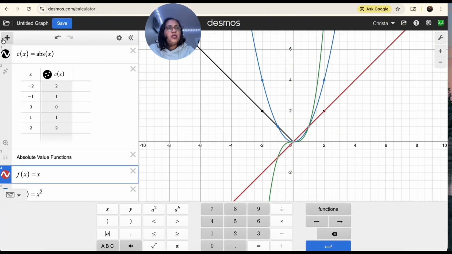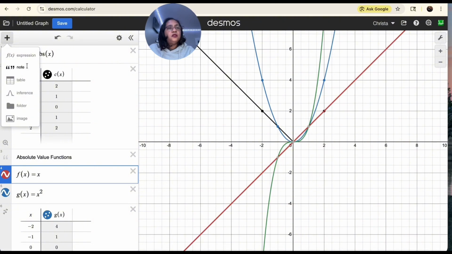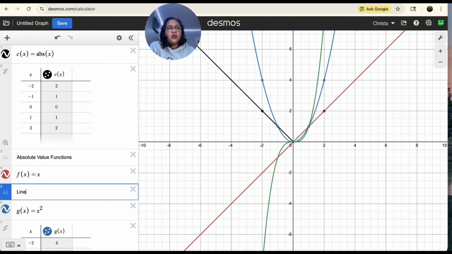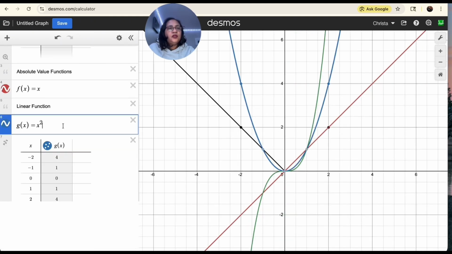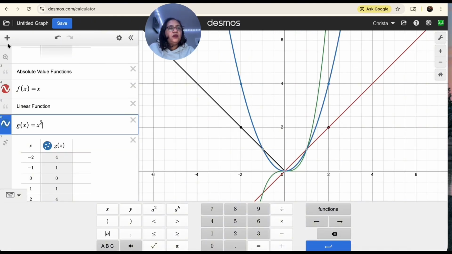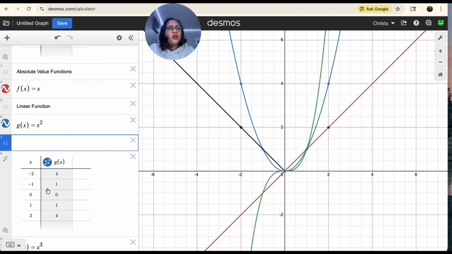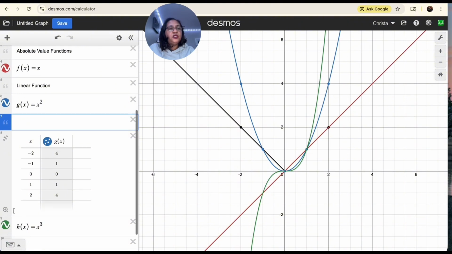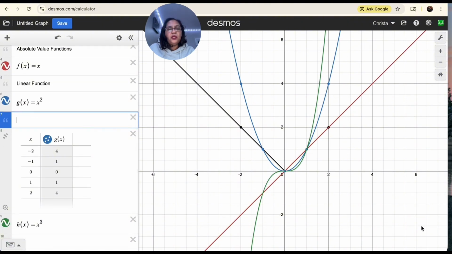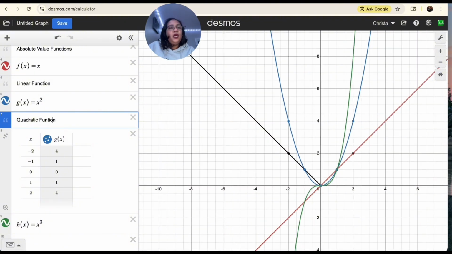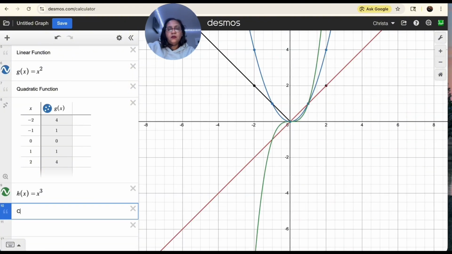The next one is the linear function. So for here, can you remember? It's the quadratic function. It doesn't matter. We can put it here. Table, quadratic function. I missed the letter C. This would be the cubic function.